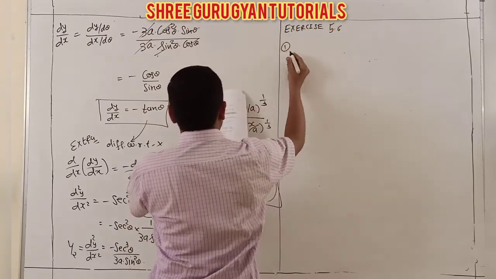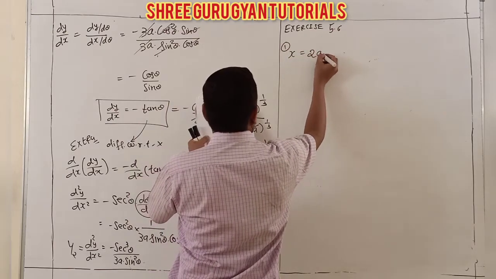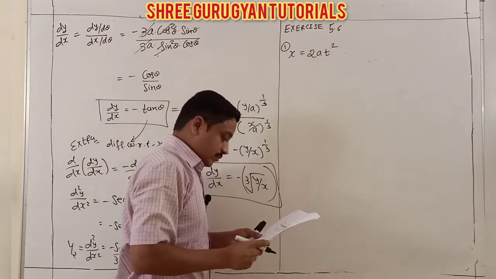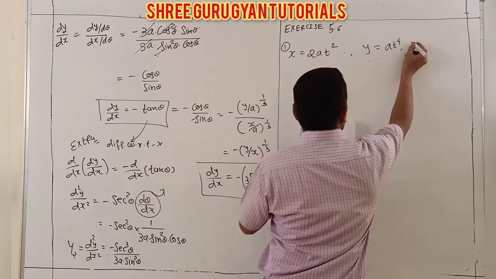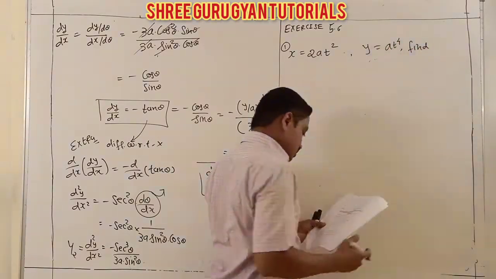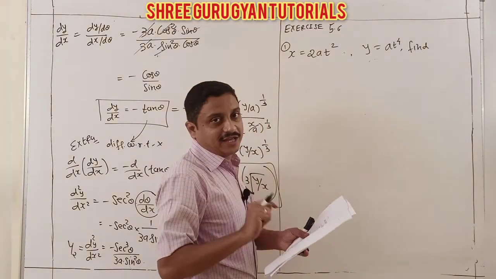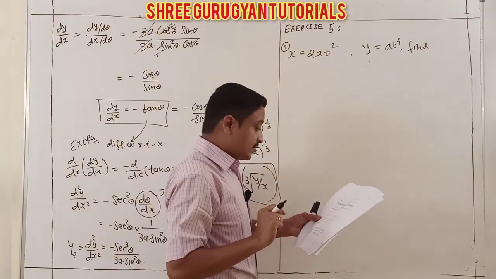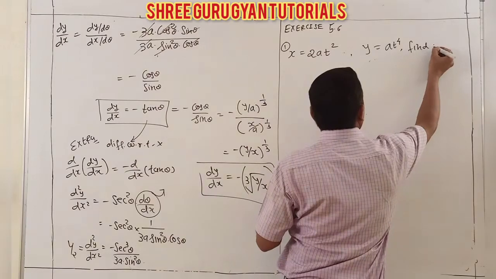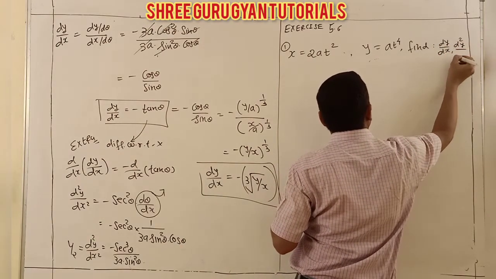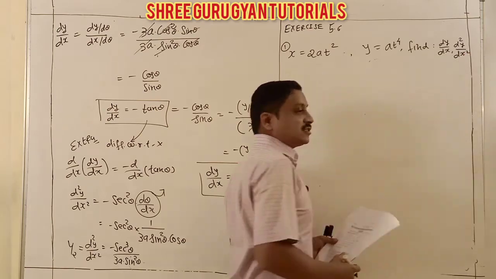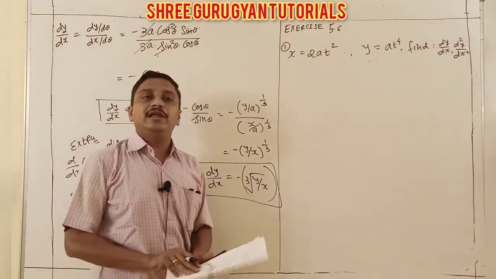Find the derivative, x is equal to 2at square and y is equal to at raised to 4. Find out, only asking here dy by dx students. x is 2at square and y is at raised to 4. But I calculate also d square y by dx square. It means up to second order derivative I start.